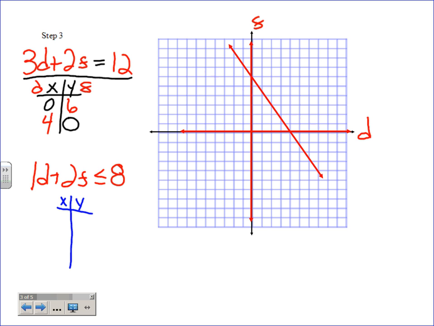Again, XY, or perhaps if you want to call it DS, whatever you want to do. Can we do this one the same way? Yeah? Pretty nice numbers. So if I put 0 in for D, I get 4. 0 in for S, I get 8.